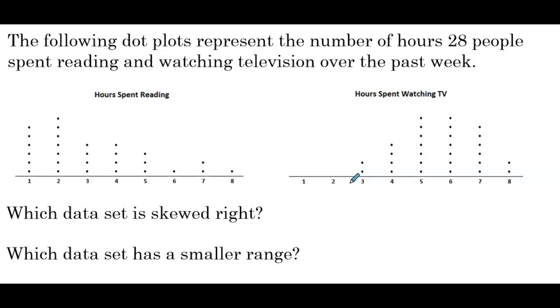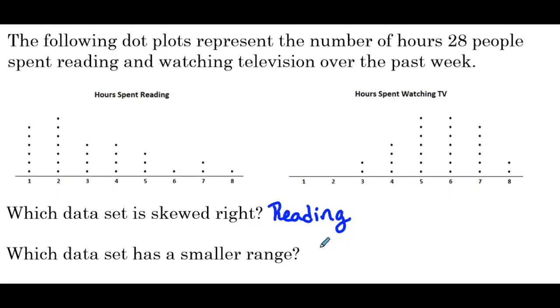For the hours spent watching TV, we would describe that data set as symmetric. Right? Not perfectly symmetric, but it is symmetric. And there, the mean and median would be right about in the center. Now remember, for a skewed data set, median is a better measure of center, and the interquartile range is a better measure of spread. For a symmetric data set, mean is a better measure of center, and the standard deviation is a better measure of spread. Okay, so a lot of great review here. Now looking at the questions, which data set is skewed right? Well, we already answered that. That's the reading data set.